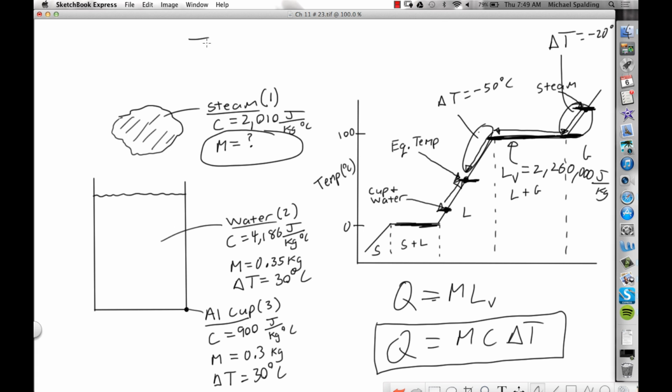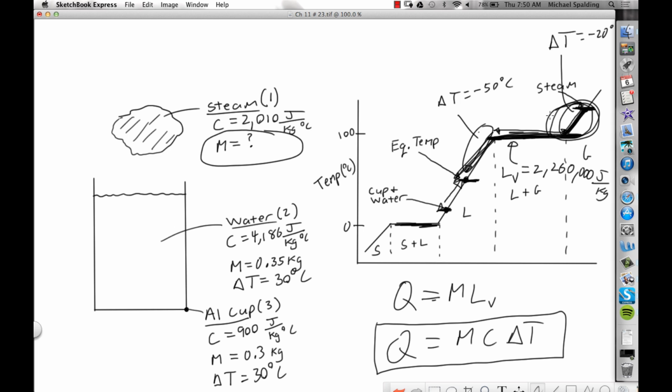So basically, heat loss equals heat gain. So negative Q equals positive Q. But we've got to think about this. Let's deal with heat loss first. The object losing the heat is the steam, but the steam is losing heat in 3 steps: 1, 2, 3. So let's deal with the first step.